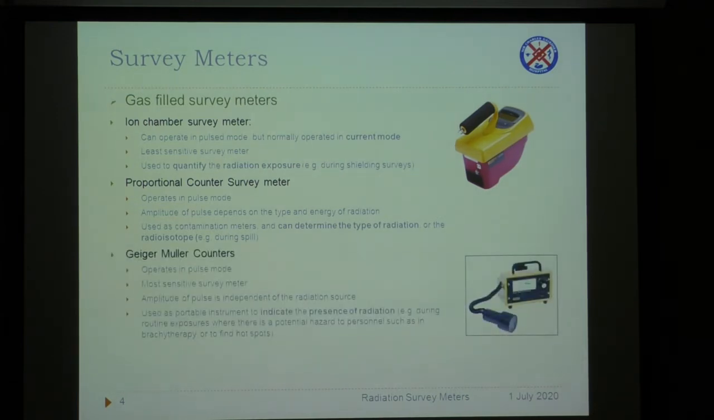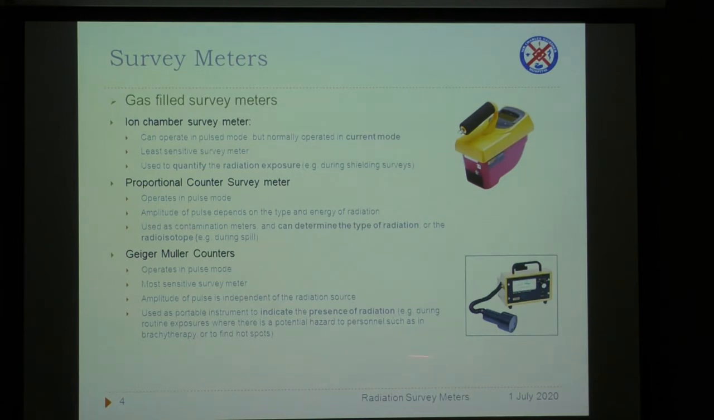And then Geiger-Müller counters operate in the Geiger-Müller region in pulse mode. They're the most sensitive survey meter because a small ionization event can cause a large signal. The amplitude of the pulse is independent of the radiation source, so you're basically just measuring the number of pulses. It's used as a portable instrument to indicate the presence of radiation. So you're not quantifying what the radiation is or how much there is. It just says there's radiation here.